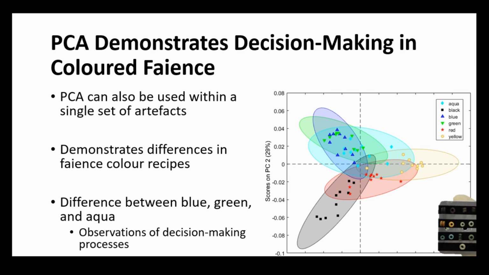And what that's reflecting is the presence of lead in the aqua samples that isn't really there in the blue or green samples. And so what we're seeing is decision making. We're seeing that the artisans went, well, aqua is different to blue. I'm going to put lead into my aqua samples, and therefore they might hold a slightly different significance. It might just be a pretty choice that they've made, but it's decision making. And that's kind of a cool thing to have a look into the ancient world.